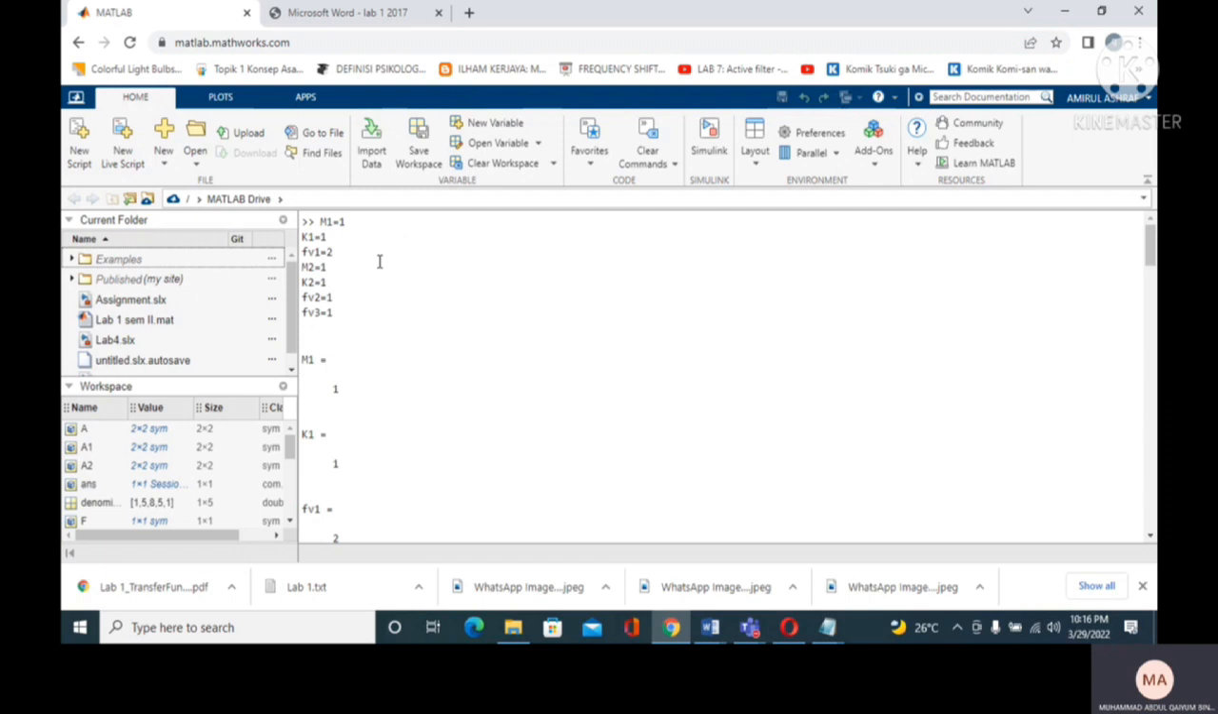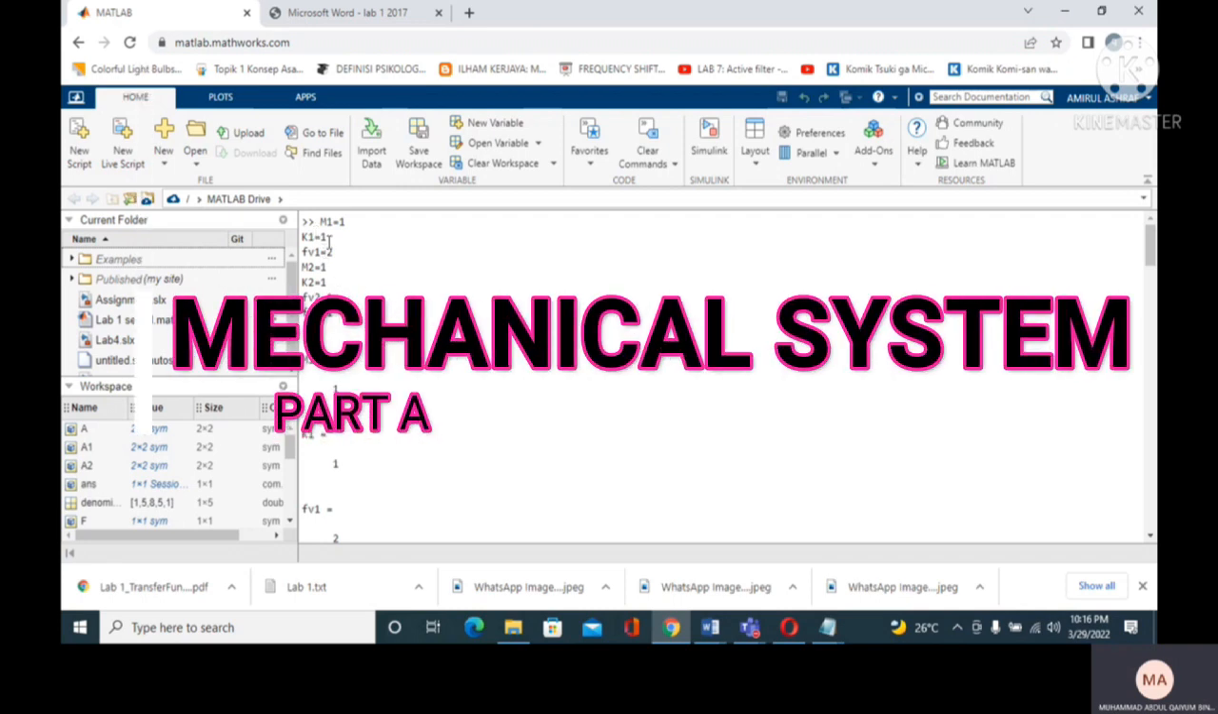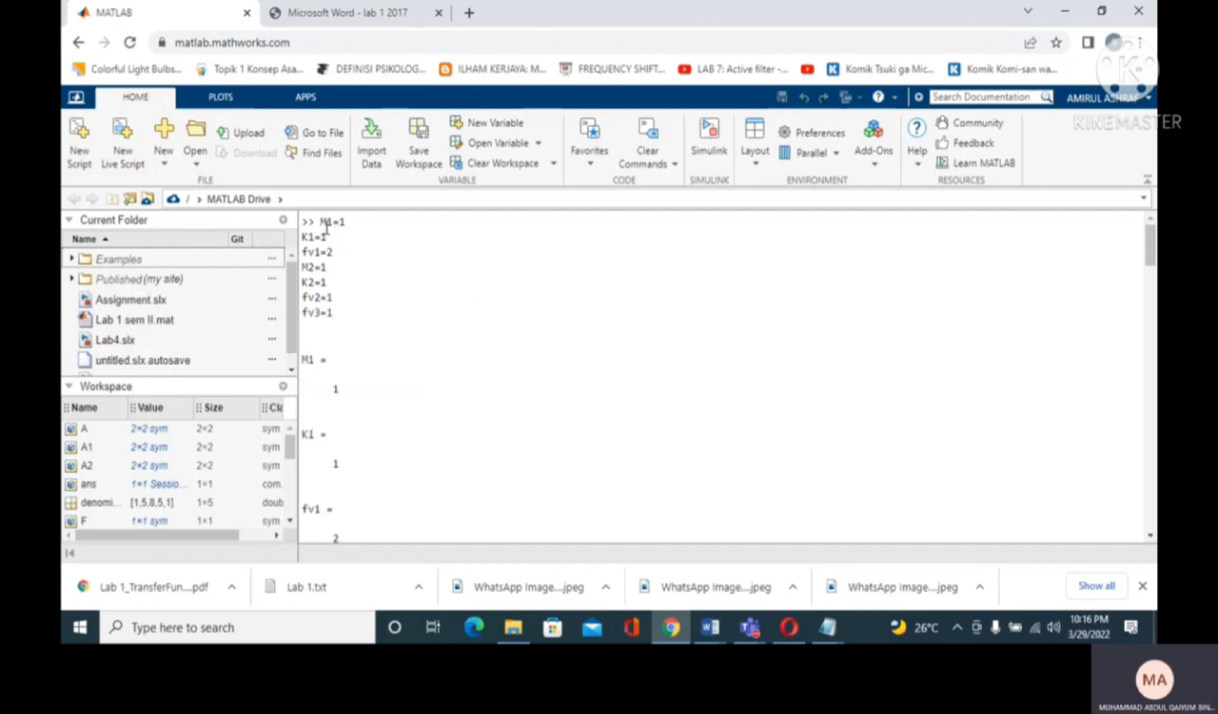Now I will discuss how I did part A for this lab session. Firstly, we want to define the system parameters in MATLAB. The given system parameters are these. If you run this, we will get m1 equal to 1, k1 equal to 1, f1 equal to 2, m2 equal to 1, and so on.